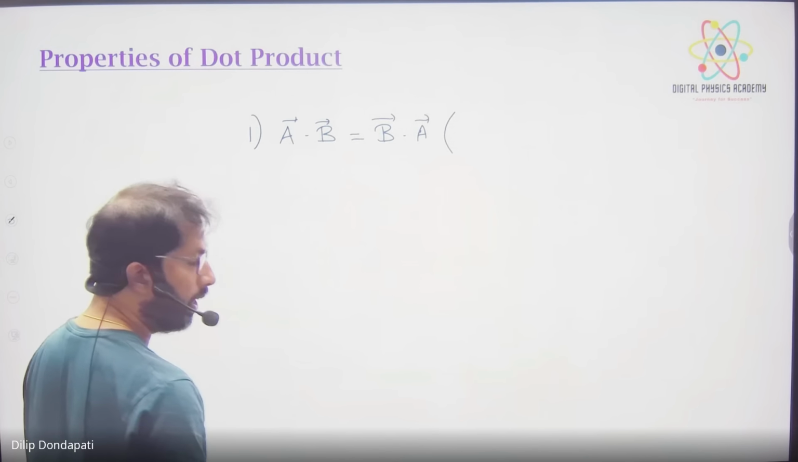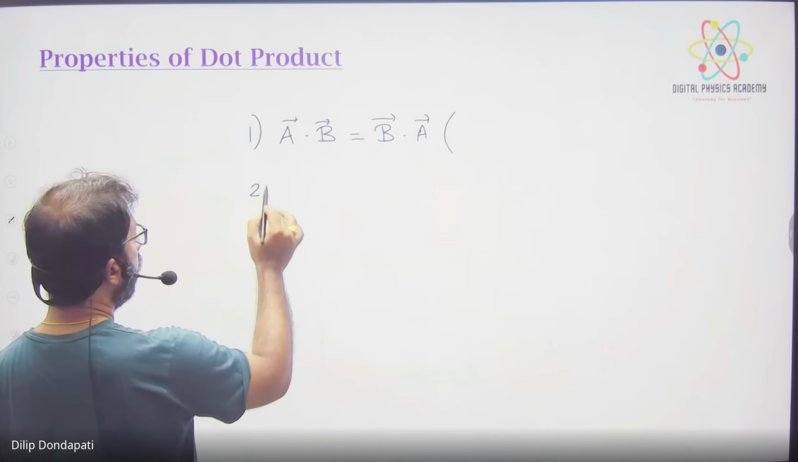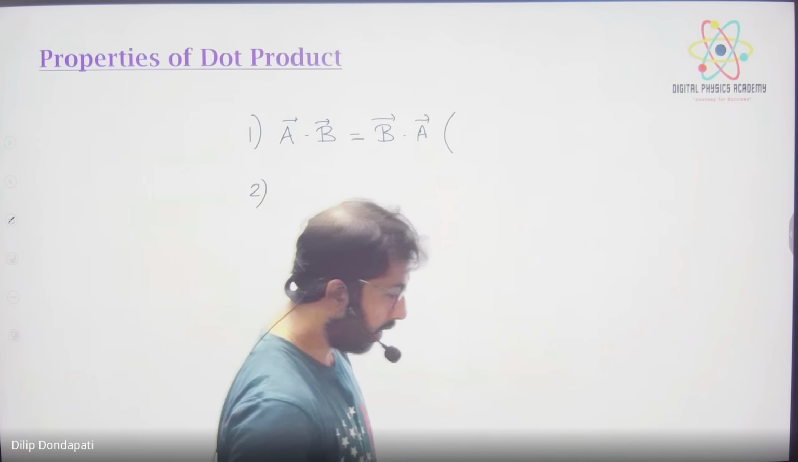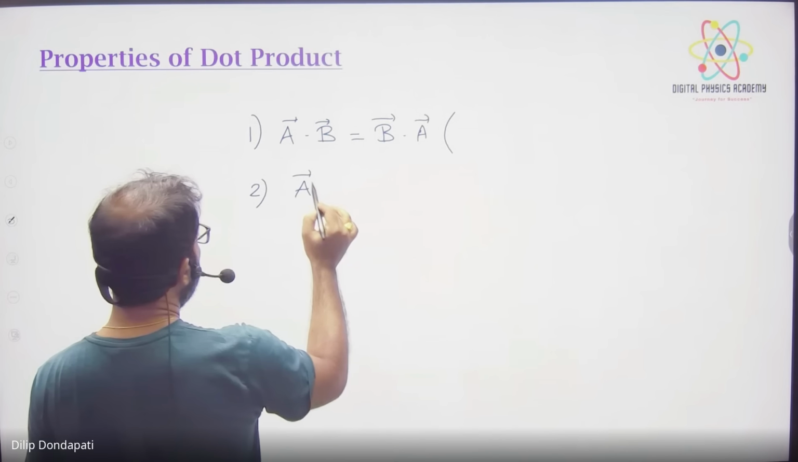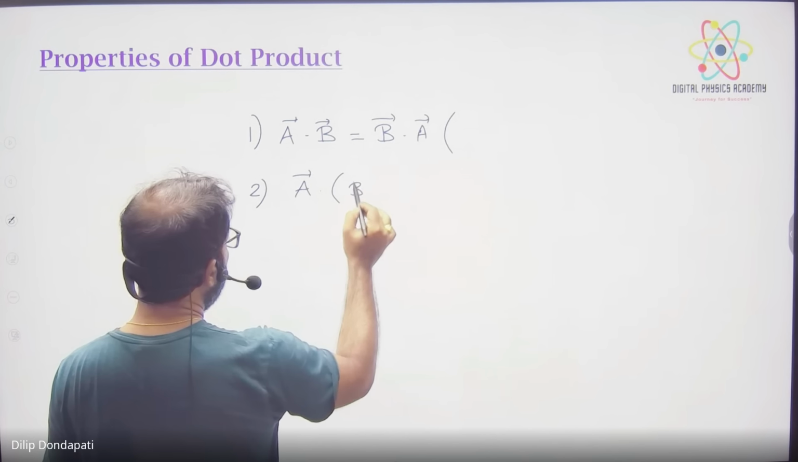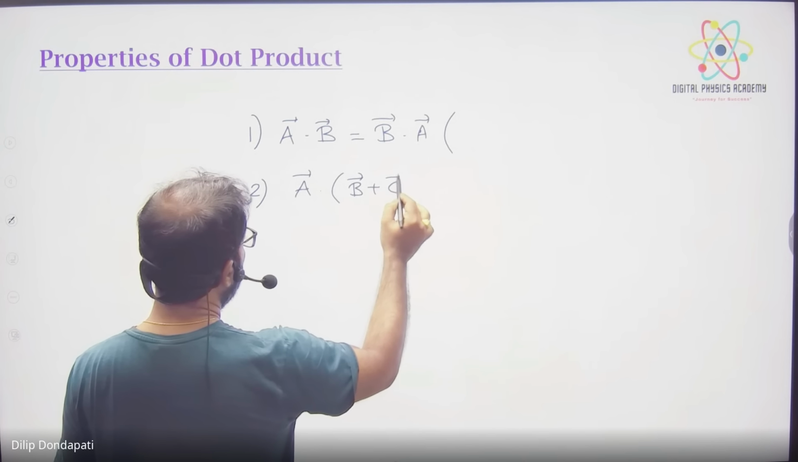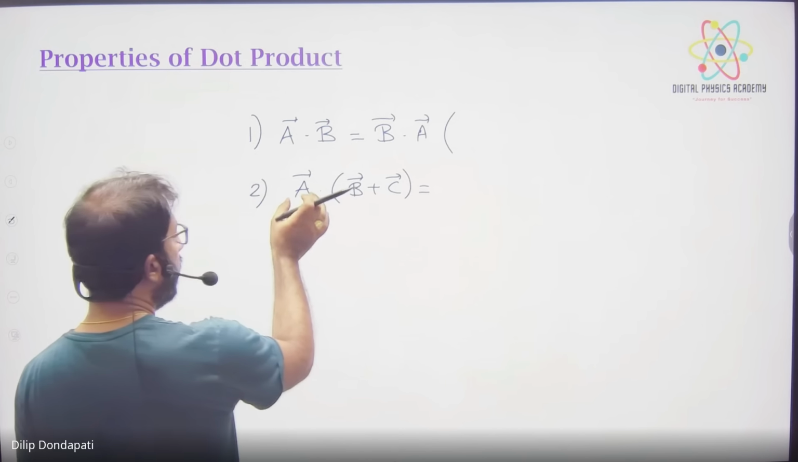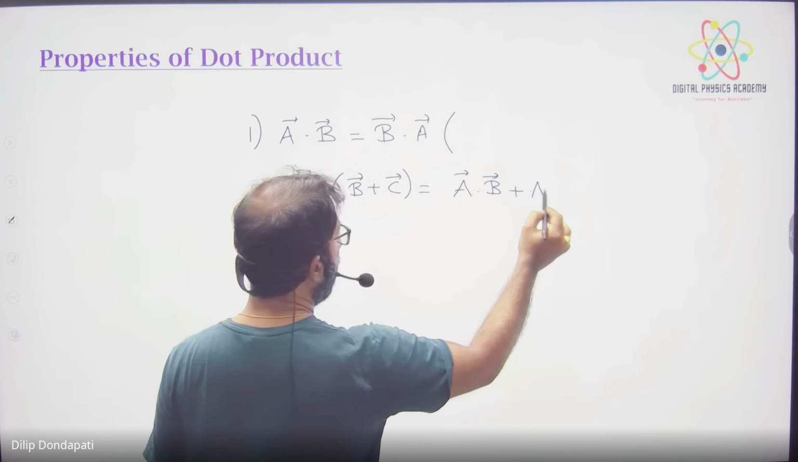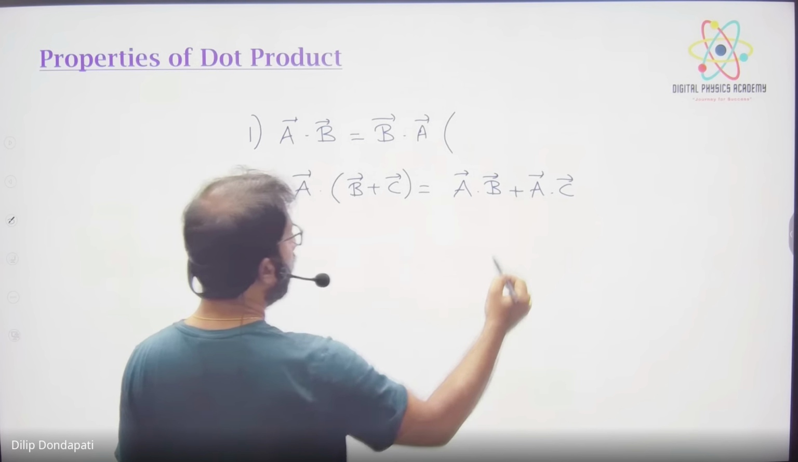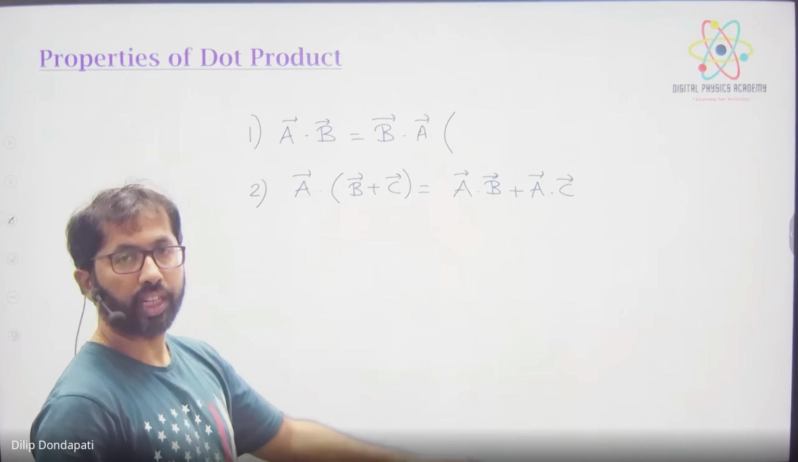Second one is distributive property. लिखो. Distributive property. मतलब A dot B plus C. So what will be the answer? It will distribute for both, A dot B plus A dot C. So it is also satisfying distributive property.